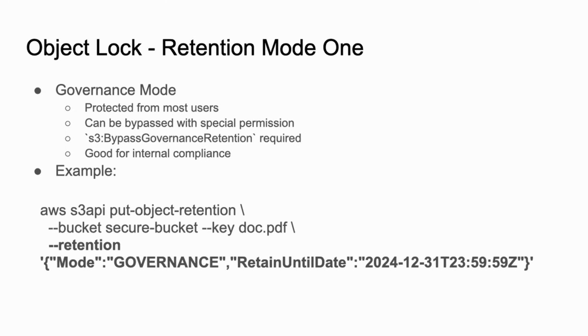Object lock has two retention modes. The first one is governance mode. Basically, it will protect from most users unless bypassed with some special permission. It's usually good enough for internal compliance. When you're using it, you just specify the retention mode as governance, and retain until a particular date and time.